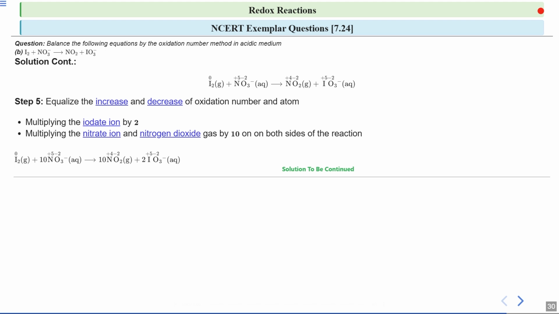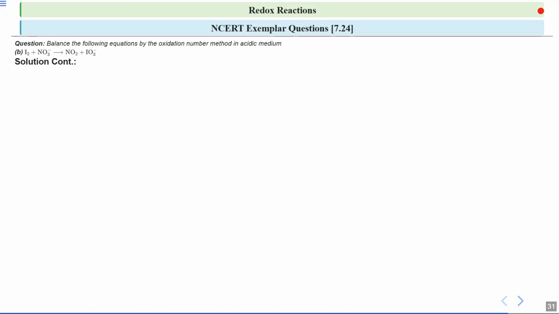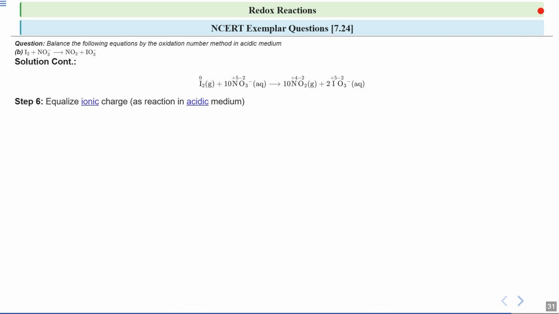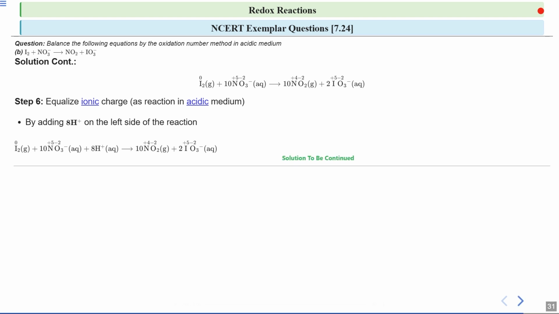Moving on further, what is the next step? We already balanced the increase and decrease in oxidation number and the number of nitrogens. Now we need to equalize the ionic charges. For that, we will add 8H+ on the left hand side, because there are 2 negative charges on the right hand side, whereas on the left hand side we have 10 negative charges. Adding 8H+ neutralizes 8 negative charges, and that will give you 2 negative charges on both sides. So this is your equation.